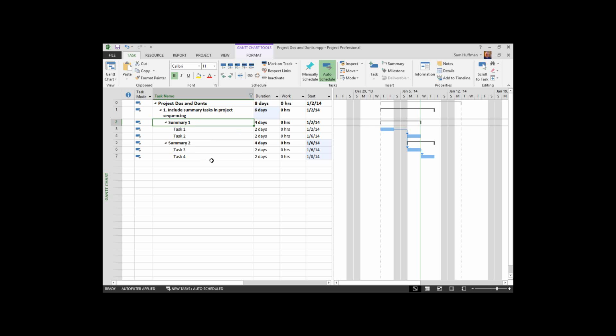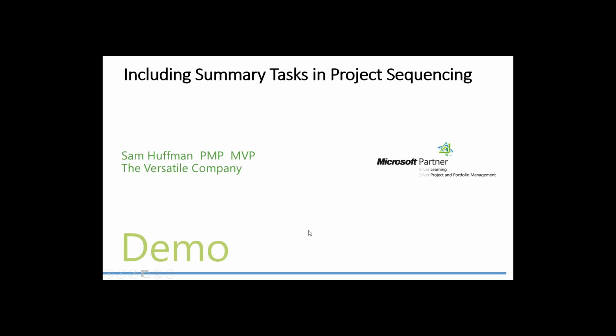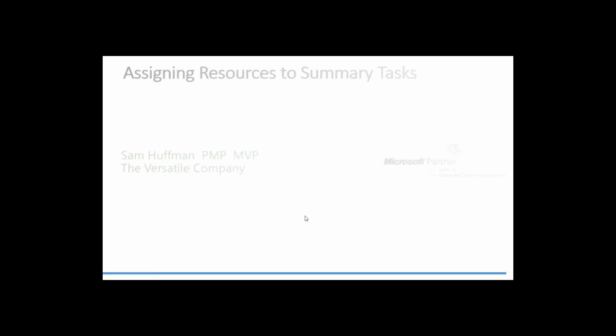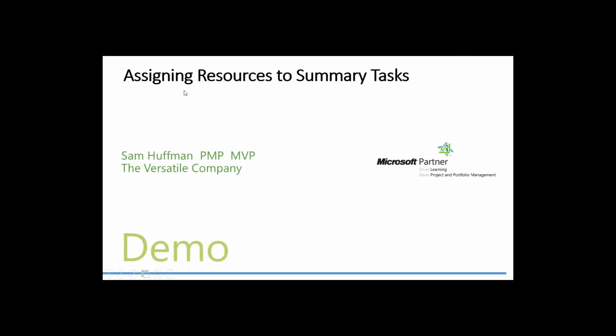Now, that's number 1. Let me go back to the second in my list here of activities, including summary tasks in project sequencing. Until you're absolutely sure, I would not have that sequencing at the summary level. Second in our list, assigning resources to summary tasks.